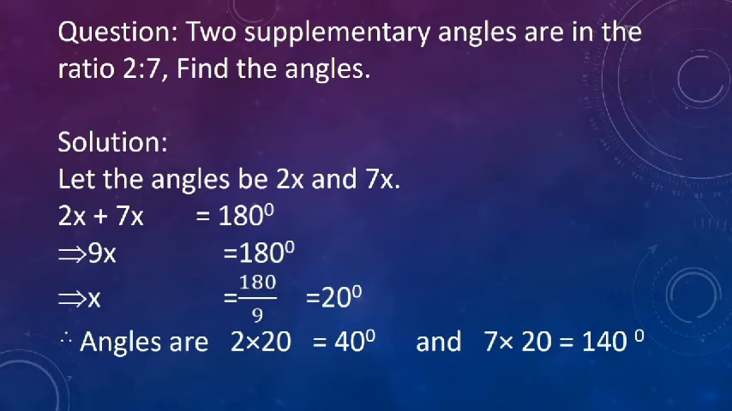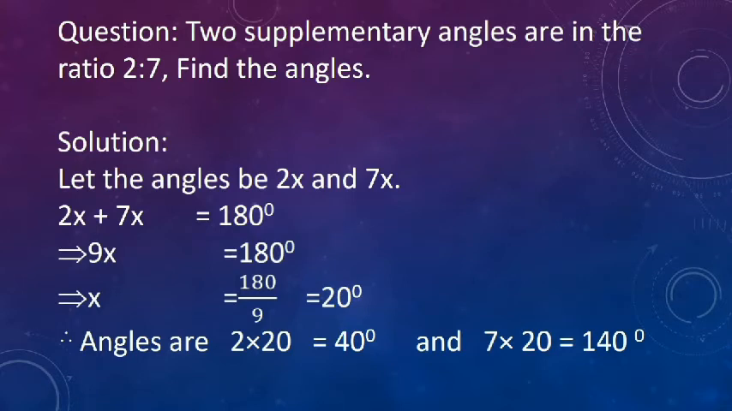Since the ratio between the angles is given as 2:7, there will be a constant x with which, when we multiply 2 and 7, we can get the required angles. Therefore, we let the angles be 2x and 7x. Now, 2x plus 7x is equal to 180 degrees because it is given that the angles are supplementary angles.